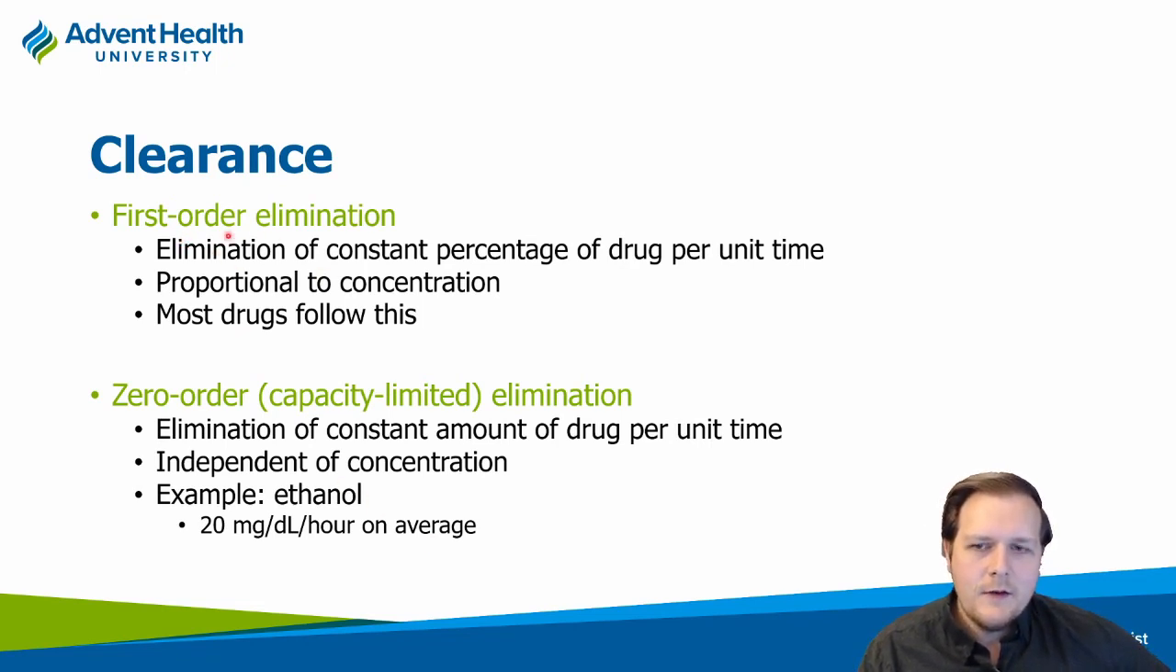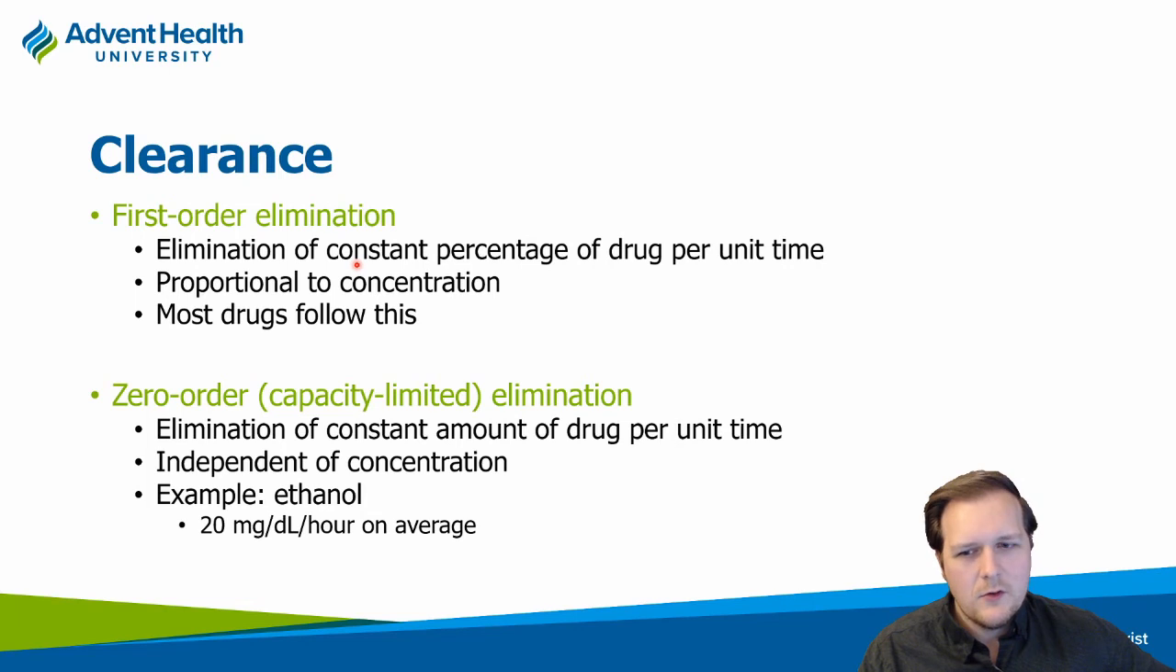But essentially, in first order elimination, what we're going to find is that we're eliminating a constant percentage of drug per unit of time. So maybe you're eliminating 10% of the total amount of drug in the body per hour, or 20% per hour, whatever the case may be. And this is proportional to concentration. So the higher the concentration, it's always going to be 10%. So I'm going to be metabolizing more drug if there's more of it around. I'll show you what this looks like on a graph that'll make more sense. In general, most drugs are going to follow this.